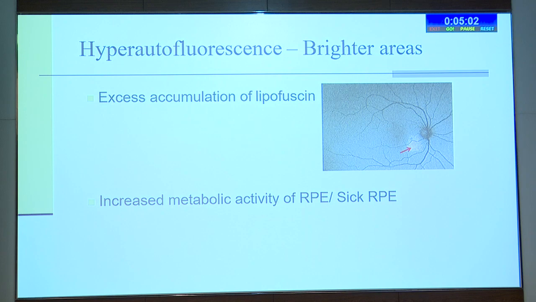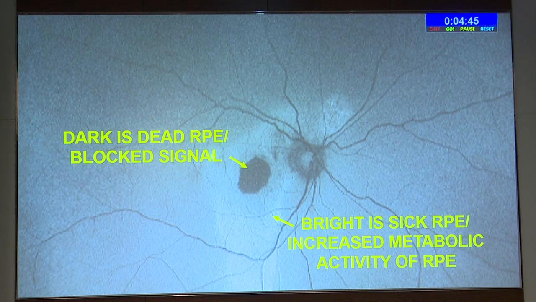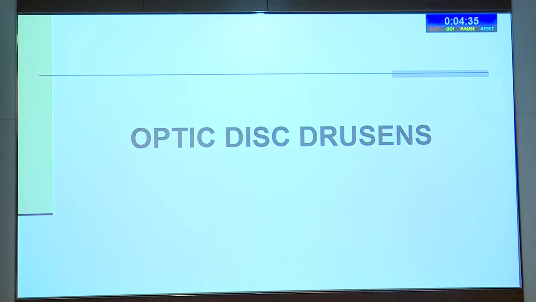So this is due to excessive accumulation of lipofuscin, and this indicates increased metabolic activity due to sick RPE. Examples are yellow lesions like pattern dystrophies, some soft drusen, and macular dystrophies. So this is the most important slide. Dark is dead, that is dead RPE, and bright is sick, that is due to increased metabolic activity of the RPE. So let's come to some case examples.